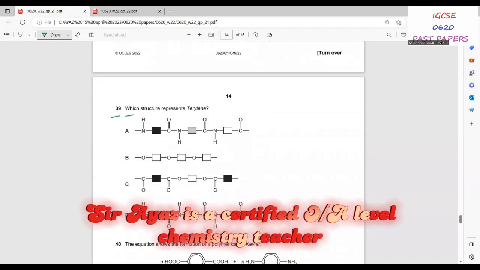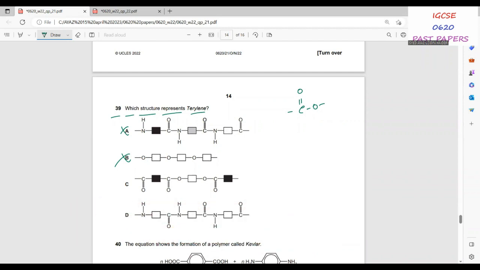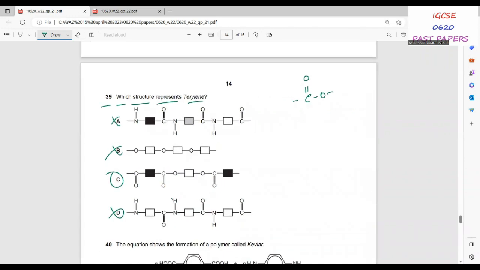39. Which structure represents an ester? An ester contains the linkage C=O. So in choice A, it does not have this linkage. Choice B also, it contains an oxygen linkage. In choice C, we have this linkage. Choice C is right. I'm looking at choice D for your convenience. Again, we don't have this linkage. So D is also incorrect.